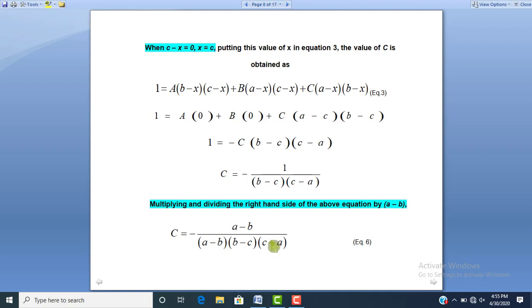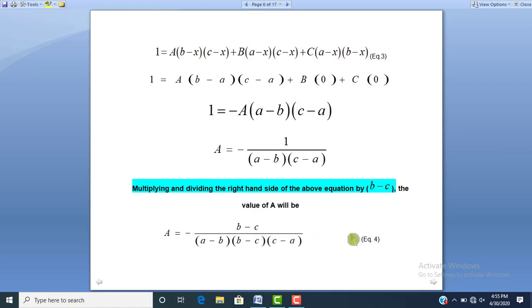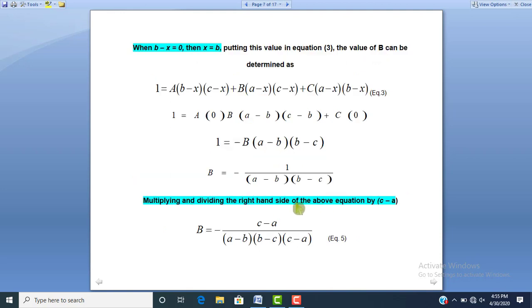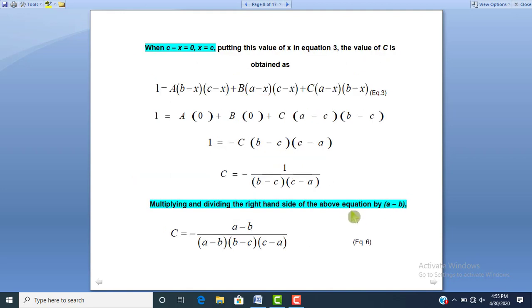So, before solving the next steps, we multiplied and divided by B minus C, C minus A and A minus B to find the values of A, B and C.